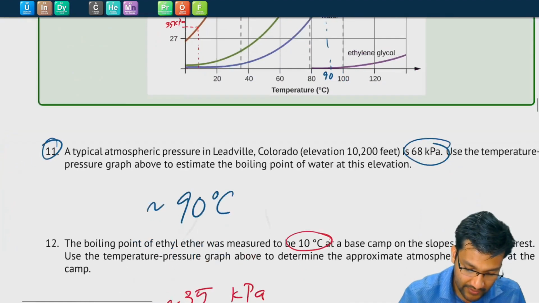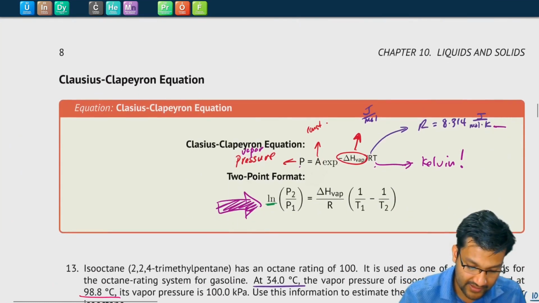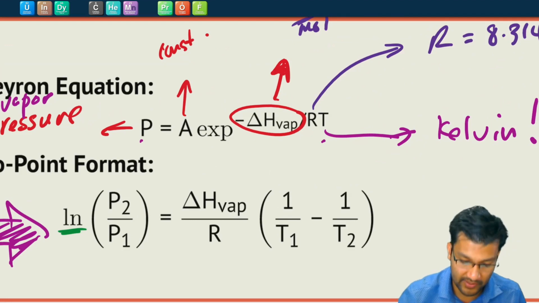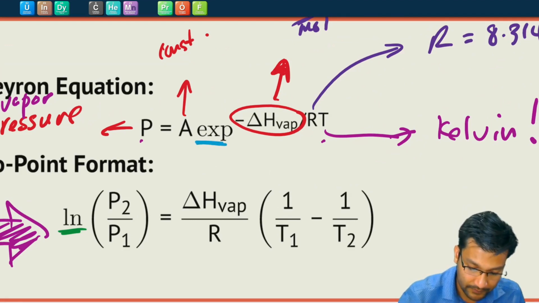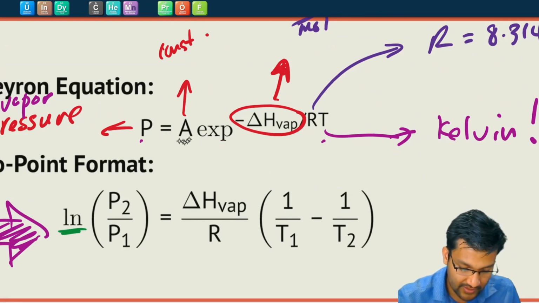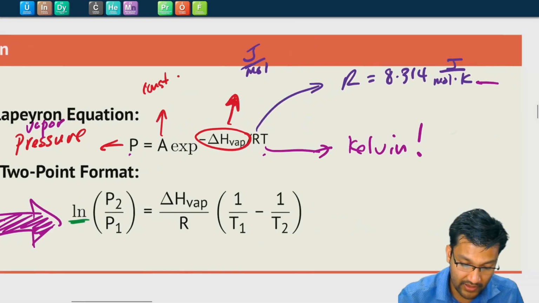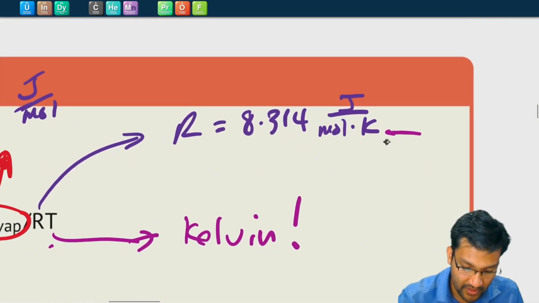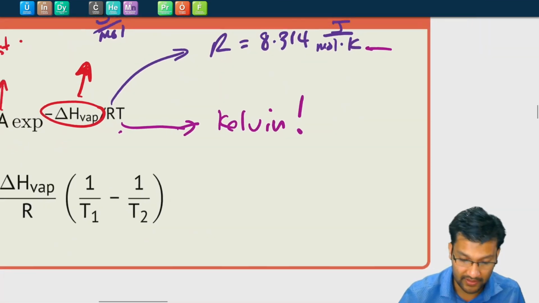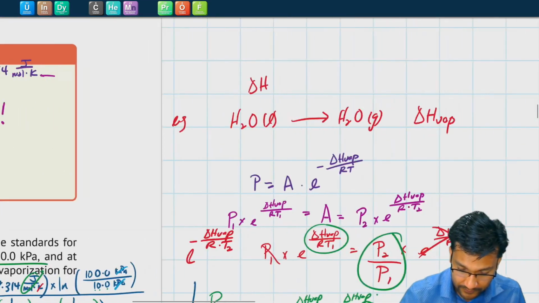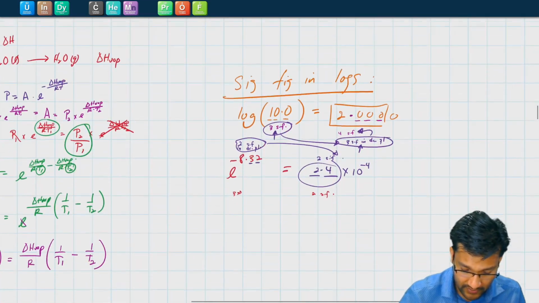So to do it more accurately, we looked at the Clausius-Clapeyron equation, where that curve is an exponential, so we can use an exponential to describe what's happening there. The pressure is related to some constant times the exponential of the heat of vaporization divided by R times T. R should be in this energy form, joules per mole per Kelvin, and temperature should always be in Kelvin. Then we derived this 2-point form all the way over here. Maybe you skipped it, that's fine.